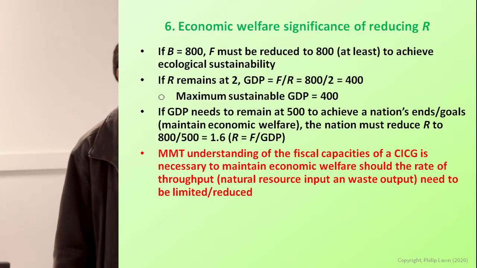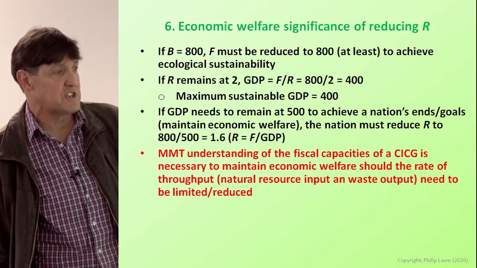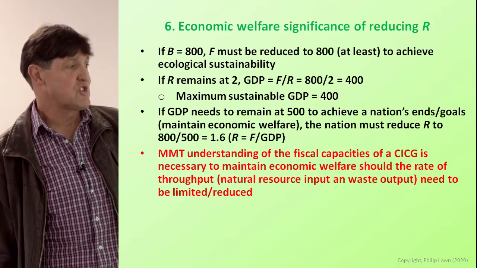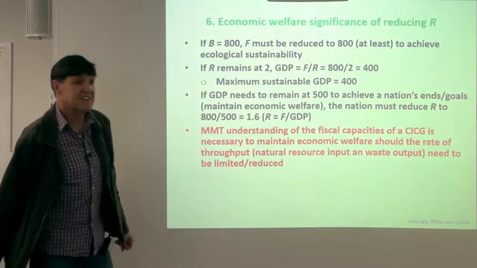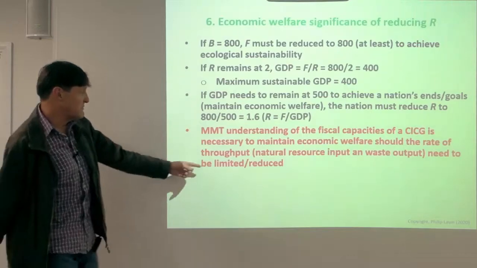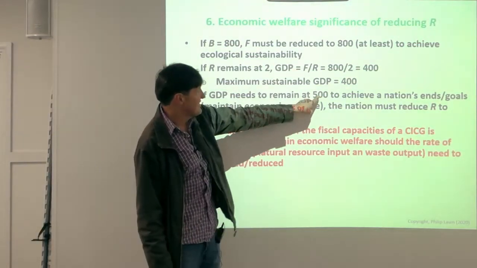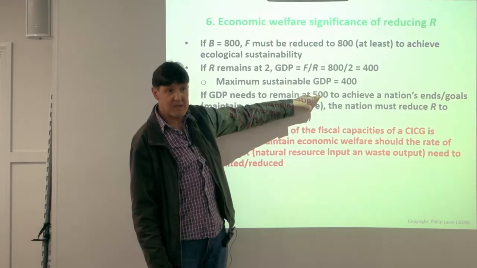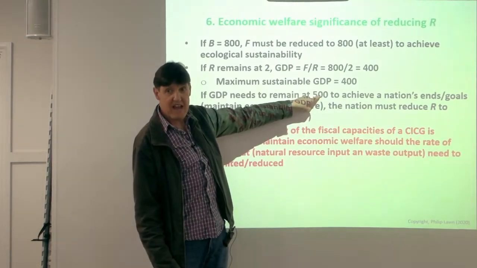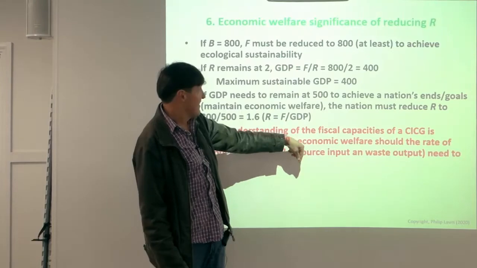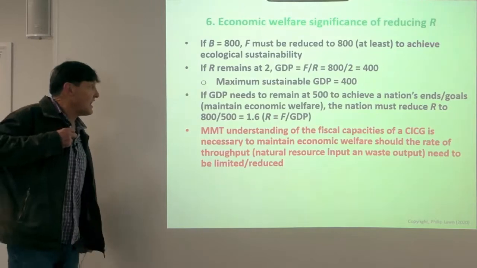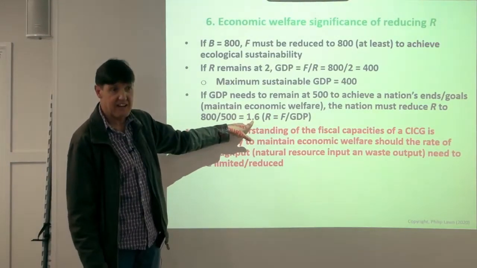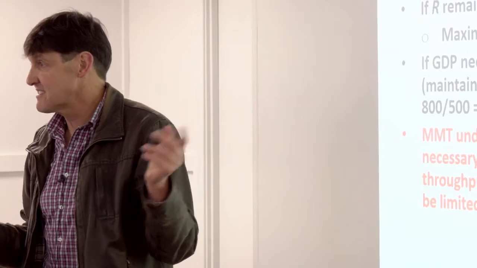MMT understanding of the fiscal capacities of a currency issuing central government is necessary to maintain economic welfare should the rate of throughput, that's natural resource input, R, and waste output, D, need to be limited or reduced. So if we need to keep GDP at 500, not have it grow, but keep it at 500, and we don't do anything to get R down, then the maximum we can sustain is 400, and there's a loss of economic welfare. And to get that down, I've pointed out, it's not enough to have a price on resource use, pollution and so forth.